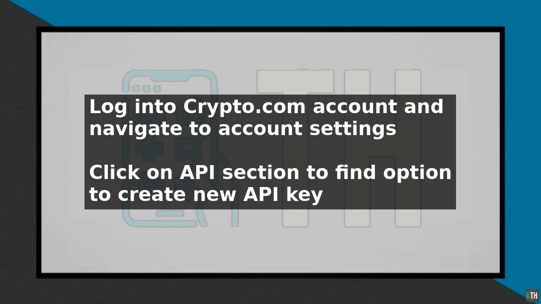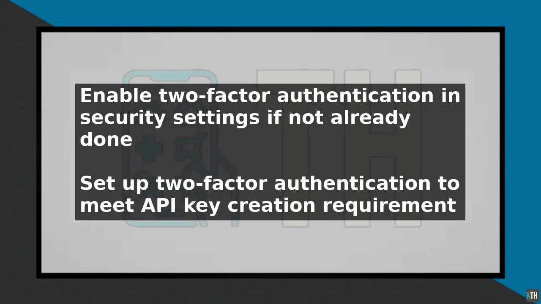key. If you have not already done so, set up two-factor authentication by going to the security settings and following the prompts. Once two-factor authentication is enabled, return to the API section and click on Create API Key. You will be prompted to enter a label for your API key, which can be used to identify the key and its purpose. Enter a descriptive label and click on Create API Key.